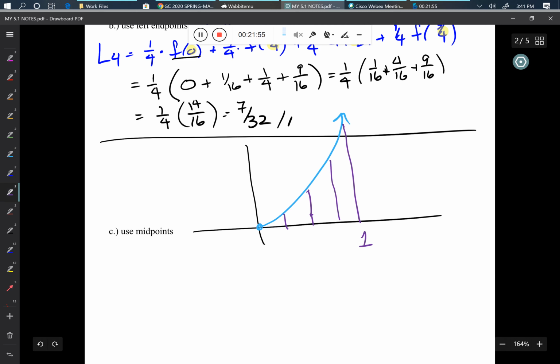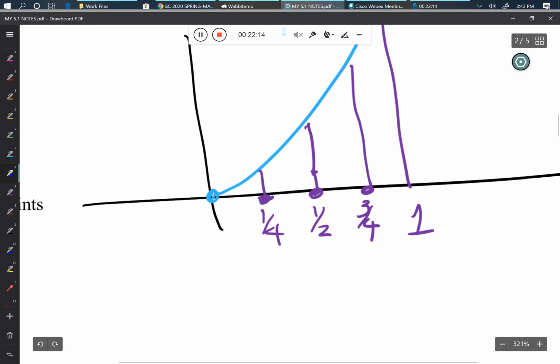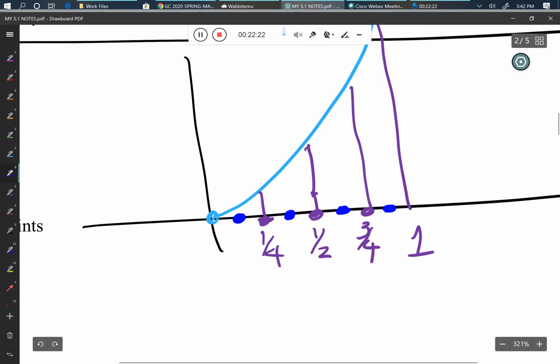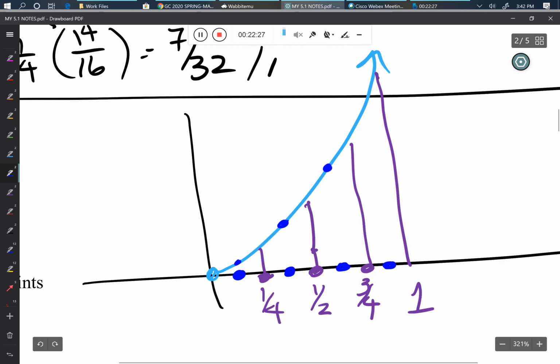Because the width allows me to find these values really quickly. I can go, this is 1 width, this is 2 widths, 2/4, which reduces to 1/2. This is 3 widths, 3/4, and that's 4 widths. But if my job is to use the midpoints, now I've got to find the value that is halfway between, and then find the height at each of those so that I can square these things off and make them into rectangles.